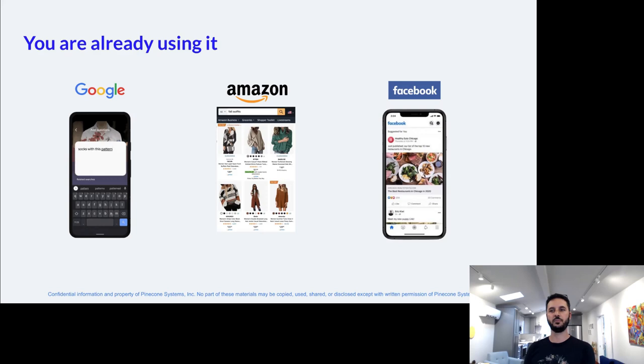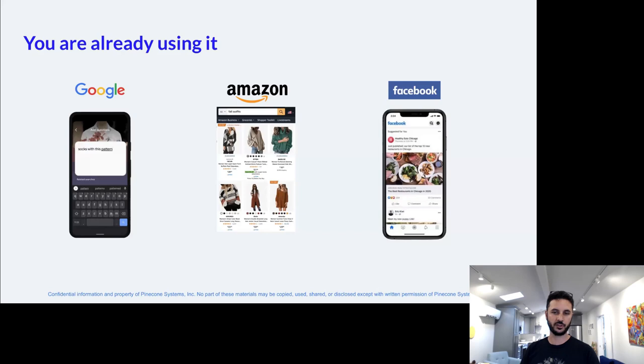And if you browse Facebook, then your feed is organized again based on your preferences and your behavior. And that is, again, the same kind of pattern. You yourself and your behavior are encoded as this machine learning representation of your preferences. And items are searched through a vector index.